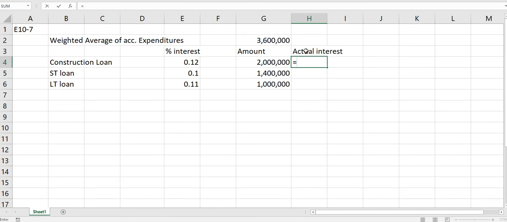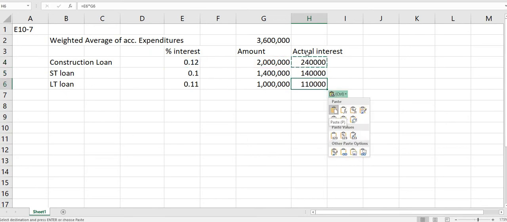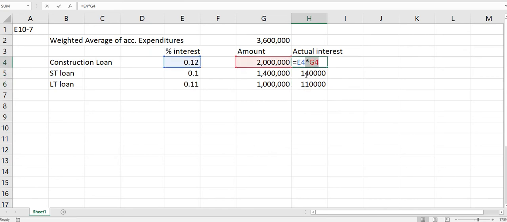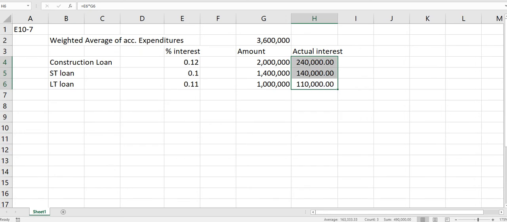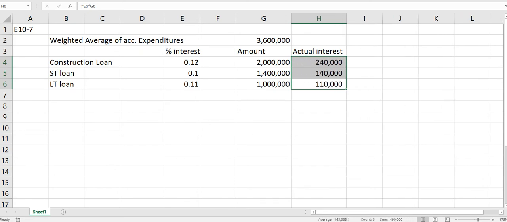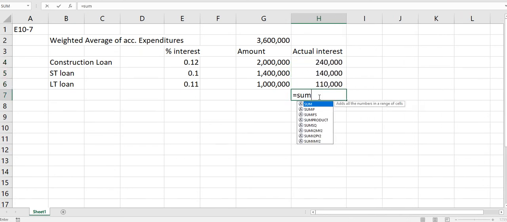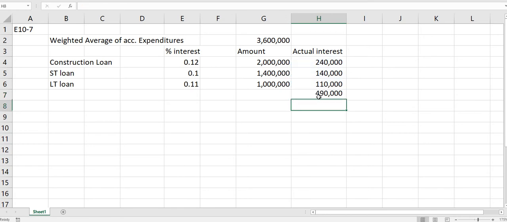So would it be that hard to calculate the actual interest that we're paying on all of these loans? Whether we use the money or not, we're still going to have to pay interest. So it's a pretty easy calculation. I can just multiply them together and find the actual interest. Actual interest isn't too bad. Sum of this actual interest: I paid $490,000 in actual interest.